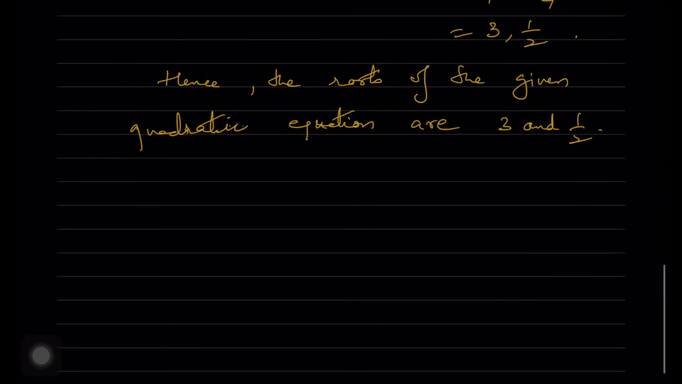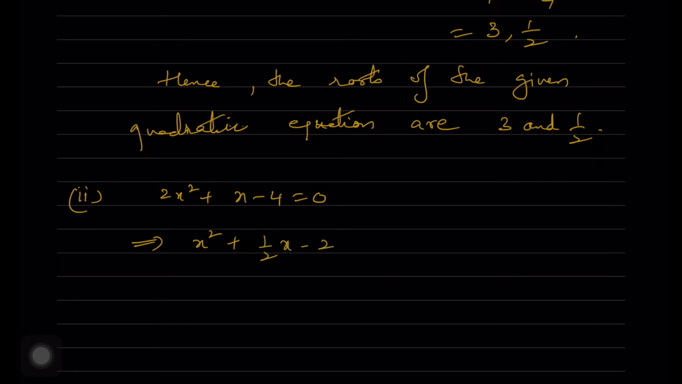And the second one, 2x square plus x minus 4 is equal to 0. Dividing throughout by 2, we get x square plus half x minus 2 is equal to 0.